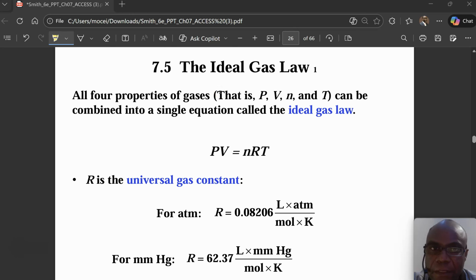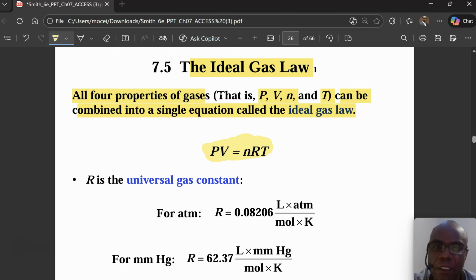Now let us discuss the ideal gas law. All four properties of gases, that is pressure, volume, number of moles, and temperature in Kelvin scale, can be combined into one single equation called the ideal gas law, which is why I use this to determine the expressions needed for Boyle's law, Charles' law, Avogadro's law, Gay-Lussac's law. They all stem from here.